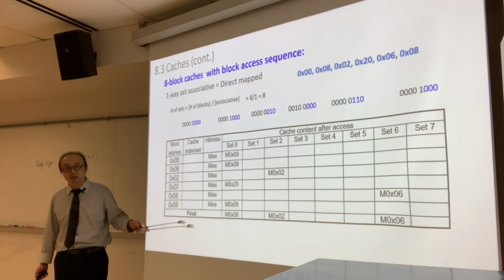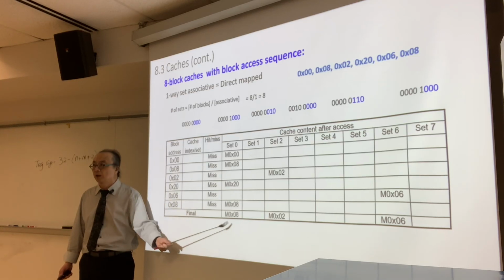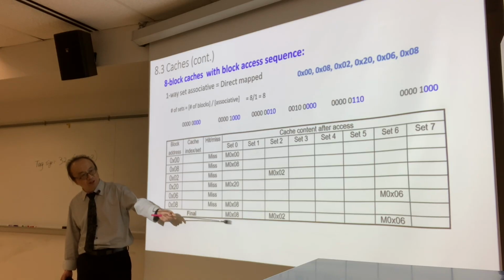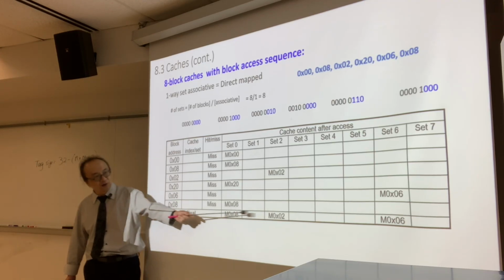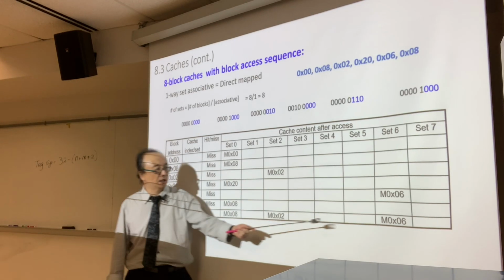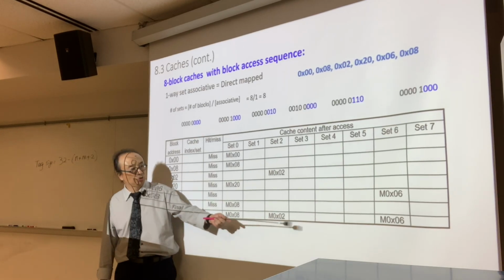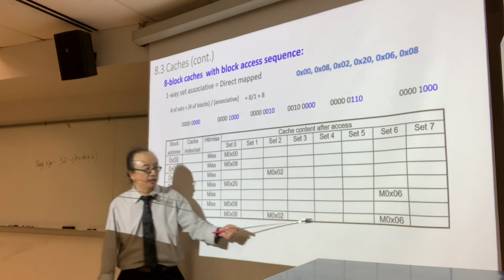Final cache contents. Now, one of the benefits of doing it this way is that just by reading from bottom up, that's the final cache content. In this cache, we have 08, 02, 06, and the rest empty.